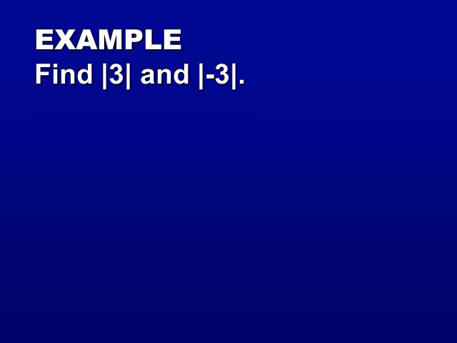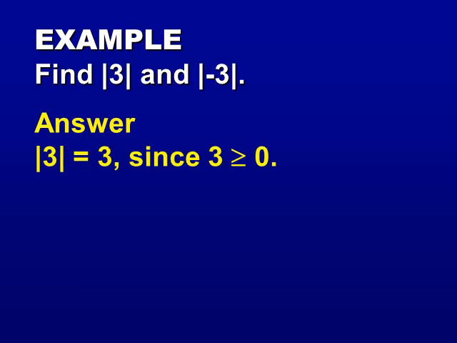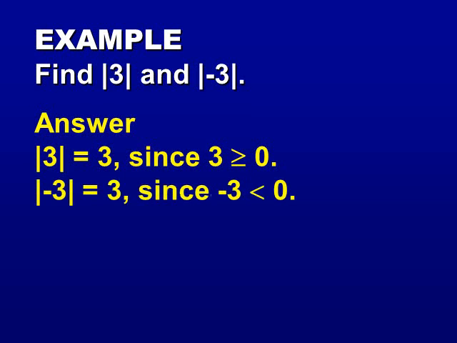So if I need to find the absolute value of 3 and the absolute value of negative 3, what is it? 3 is greater than or equal to 0, so the answer is 3, and the answer is 3 for both of them, right? Hopefully, again, this is review and we're not too confused.